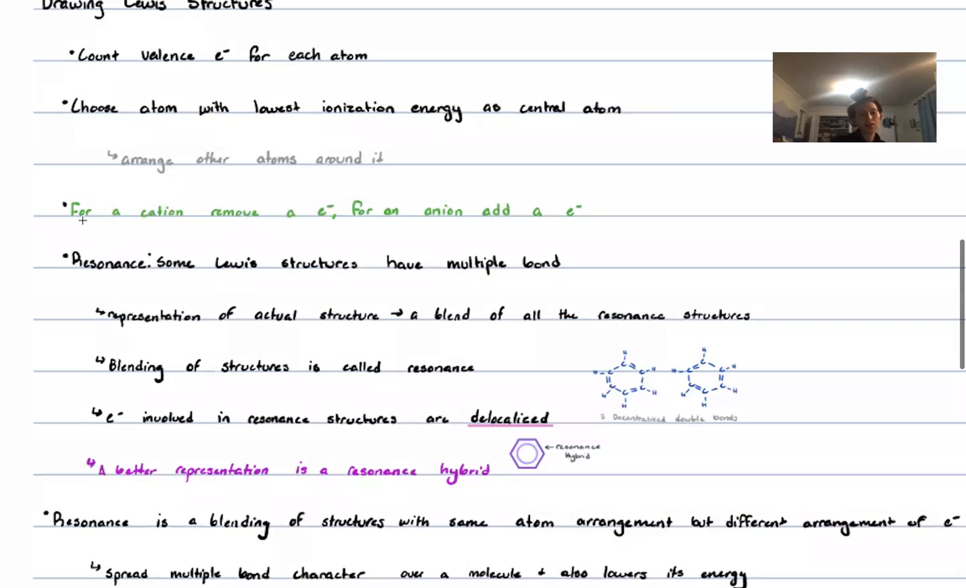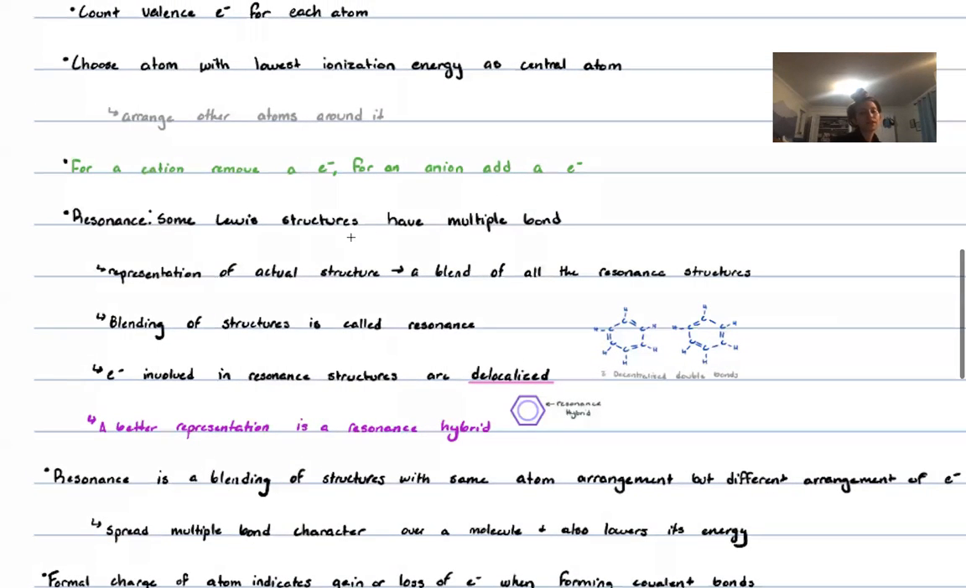Those are for protons, so we talked about that. The resonance is basically the multiple bond possibilities. In this case, there's a resonance structure where you can have double bonds here, or you can have double bonds here. And what the full representation actually is, is a combination of all the resonance structures that you make.